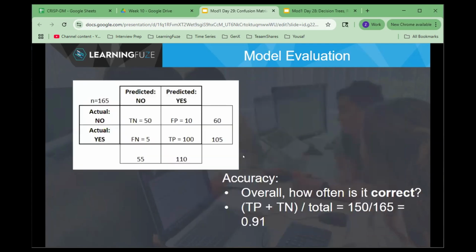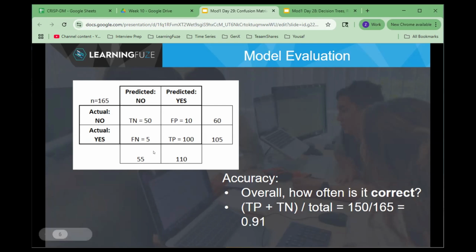Then accuracy. When we measure accuracy, what we do is we add the true positives, the bottom right corner, and the true negatives, the top left corner. We add these two together and we divide it by the sum of all of it. So we will add this 50 and 100, which makes 150. And then we will add all of them together: 100 plus 50, 150, 160, 165. So we divide by 165. That is accuracy. This is how accuracy is measured.